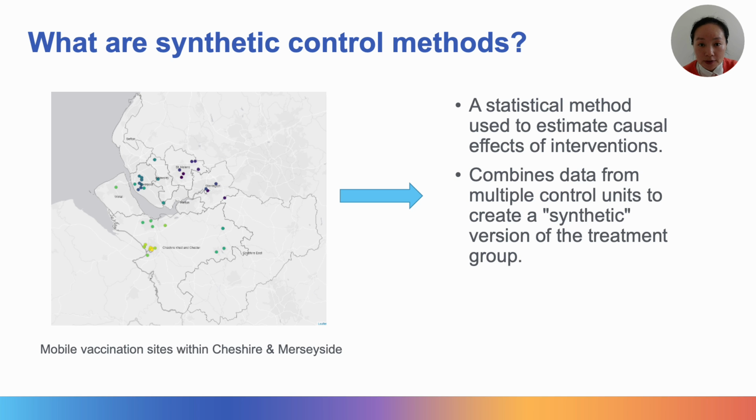This map shows the locations of mobile vaccination units that our research team helped to deploy and design during the COVID-19 pandemic. Our intervention, or our objective, was to help disadvantaged neighborhoods and communities to promote the first dose of COVID-19 vaccine uptake.